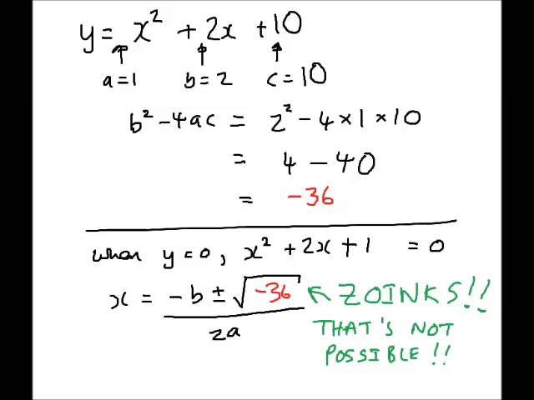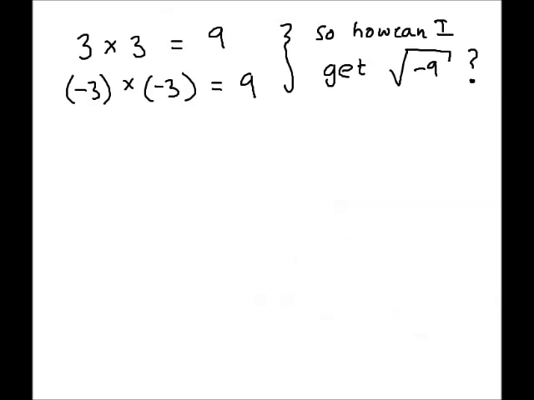Two positive numbers multiplied together will make a positive answer, and two negative numbers multiplied together will also make a positive. So we've got an impossible situation. There aren't any x values which generate a y coordinate of 0 in the equation. No real roots. The curve doesn't touch the x-axis.